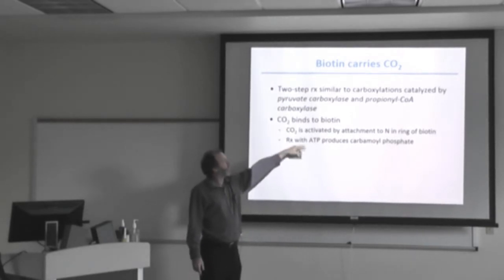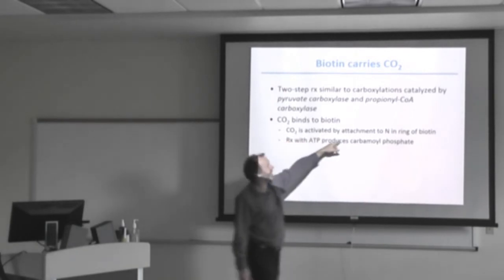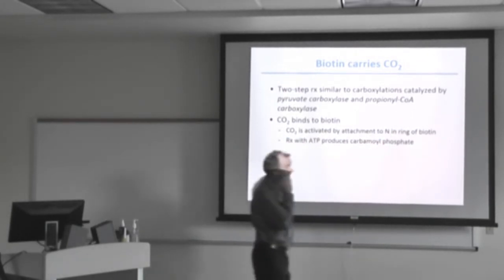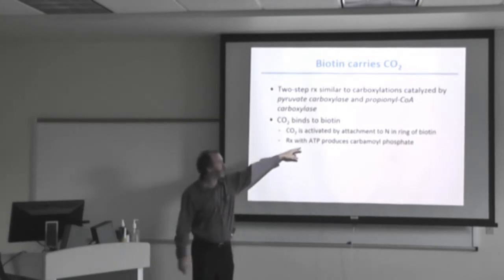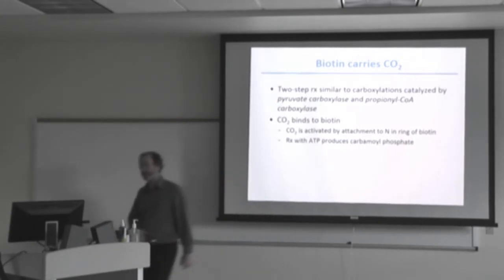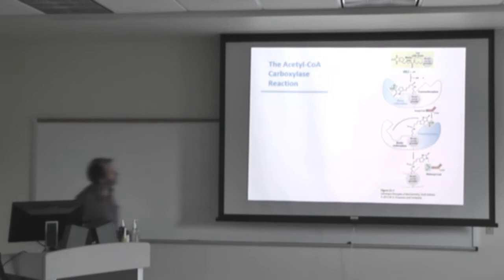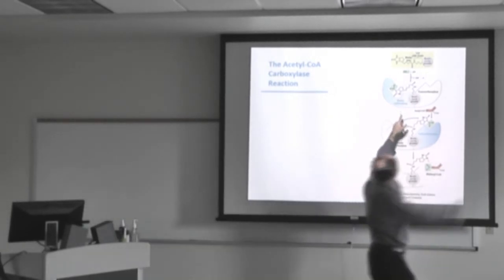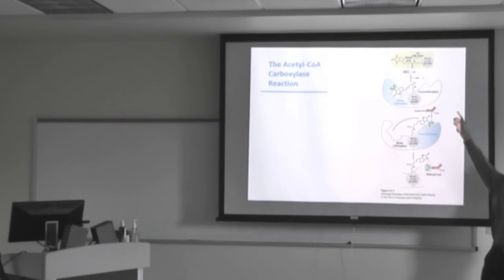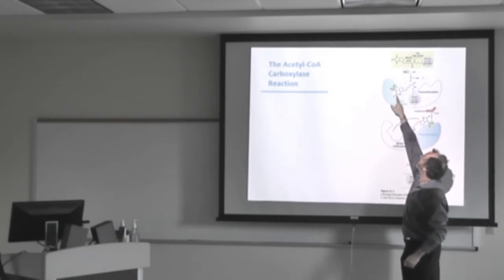carbon dioxide binds to the biotin. It's activated by the attachment to the nitrogen in the ring of the biotin, if you remember. And the reaction with ATP produces that carbamyl phosphate. So if you remember, biotin has this little ring structure, and it's covalently bound to an enzyme by an amide bond with the end of a lysine chain, which forms an amide with the carboxylic acid of the biotin itself. So it's on this long hydrocarbon chain, and it's able to go from one subunit to the other.